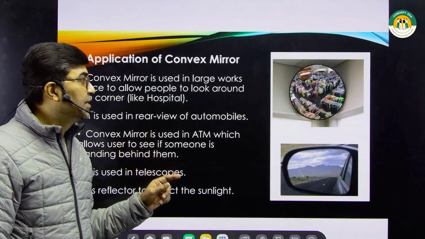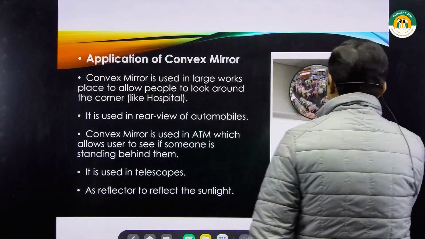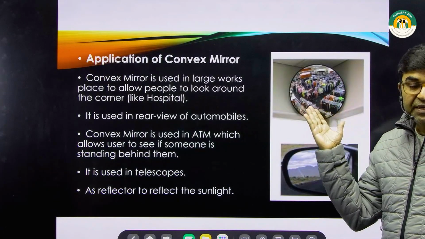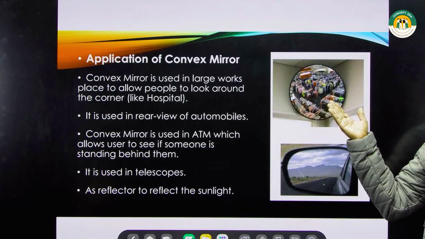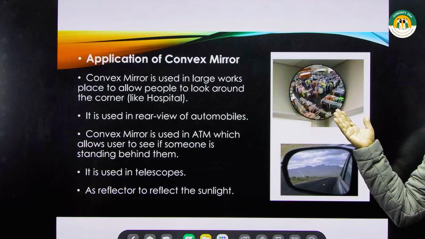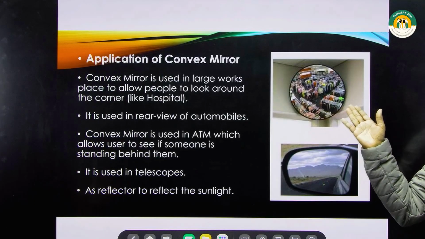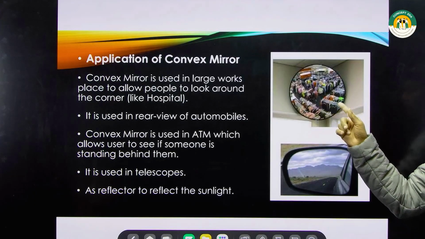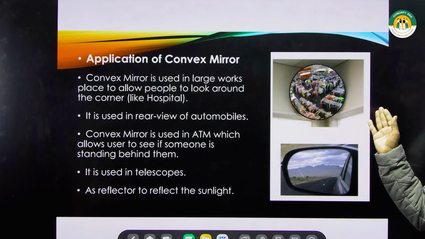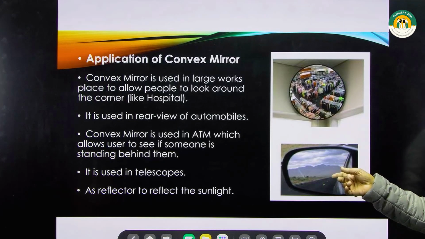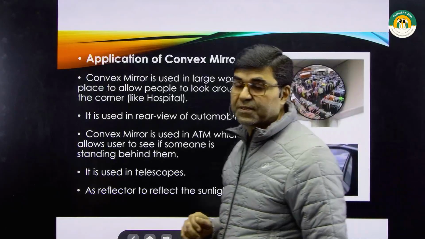Convex mirrors are used as an observation mirror in big departmental stores or big halls, and also at busy intersections of roads where while turning you are not able to see the vehicle. So these mirrors are installed there so that accidents do not happen, and also in the rear view mirrors of the vehicles.